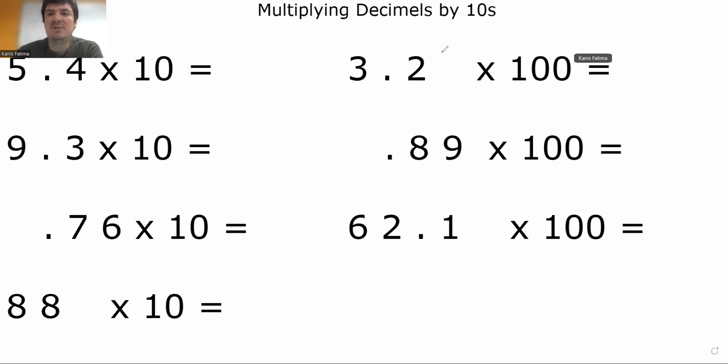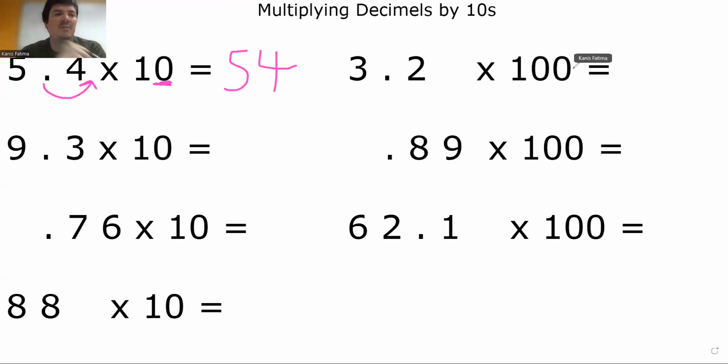So looking at our first problem, we see that 5.4 times 10 has 1 zero. So all you're going to do is move your decimal over one spot because there's 1 zero. 5.4, move your decimal to the right, one spot. So 5.4 times 10 is 54.